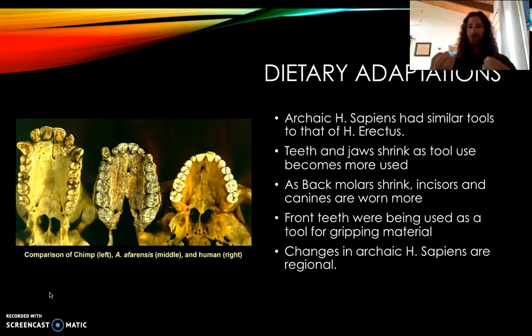Now, again, two hands are great, but in terms of weaving and producing things, using your mouth as a third hand becomes very important, and we start to see this tooth wear during this time period. And again, changes in archaic Homo sapiens are regional.